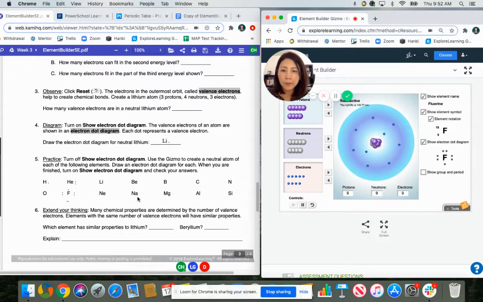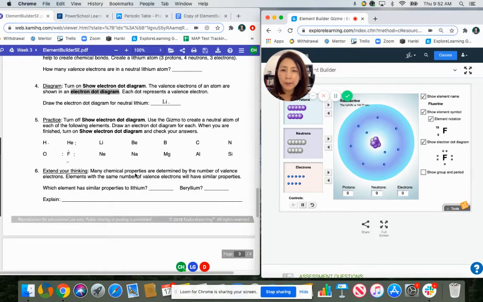It doesn't matter where that 1 is. Okay, so then it talks about how chemical properties are determined by the number of valence electrons, valence being just the outer electrons. So which element has similar properties to lithium? Okay, so I want to look at lithium, and I'm going to look at which of my other ones have the same number of valence electrons as lithium.